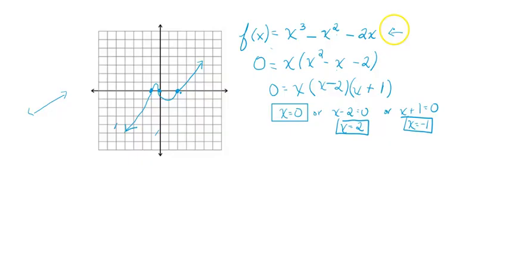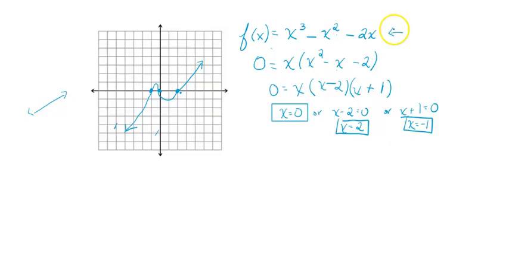So yes, 0 is the 0 of the function. What about 2? If I plug in 2 to this equation, 2 to the third is 8, minus 2 squared is 4, so 8 minus 4 is 4, and then minus 2 times 2, which is also minus 4, so 4 minus 4 is 0. So yes, 2 works. And then does negative 1 work?